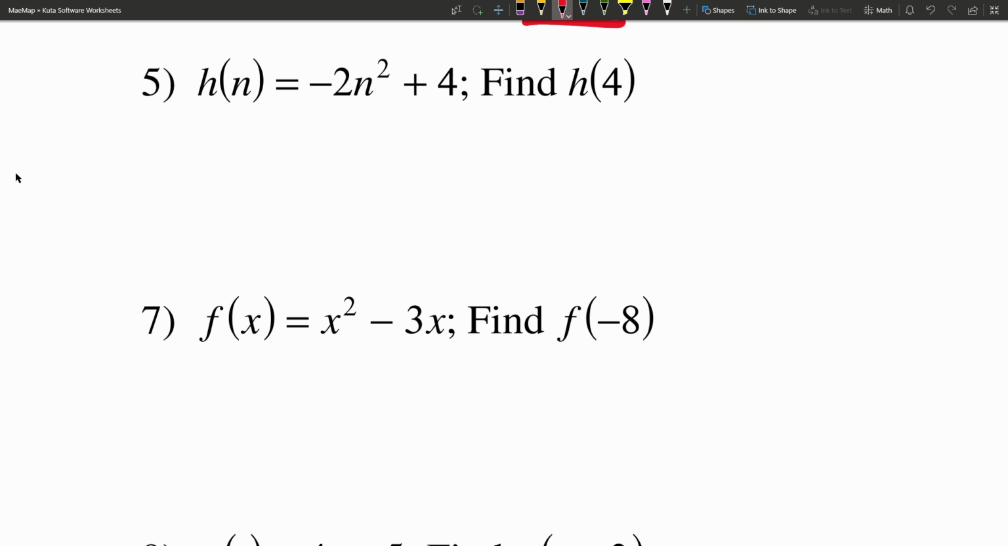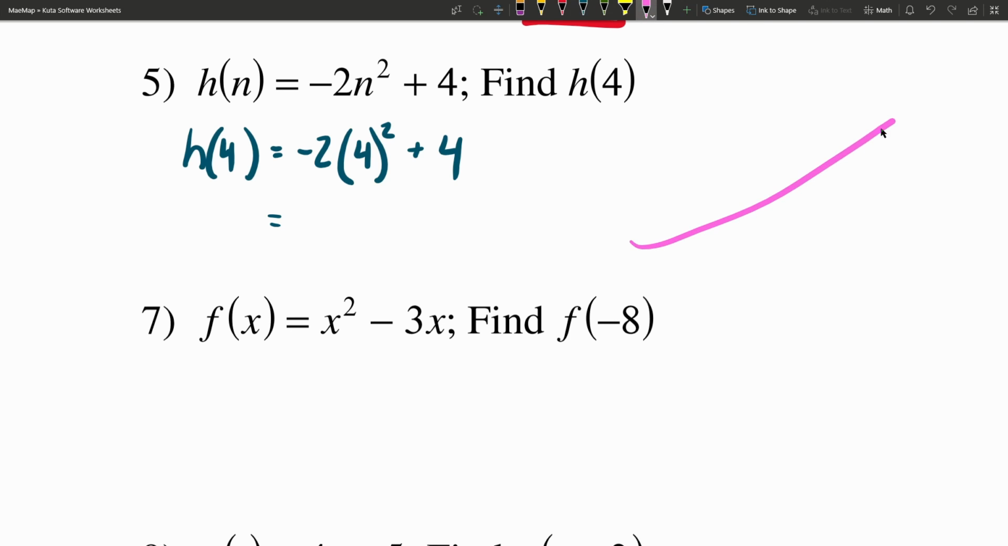For number 5, h of n is equal to negative 2n squared plus 4. What we're doing is we're plugging 4 in for n. So h of 4 is going to equal negative 2 times 4 squared plus 4. Again, I'm plugging 4 right on in for n. Remembering our order of operations, and if you need a quick refresher, I'll leave a card up here, so feel free to click that video and review.